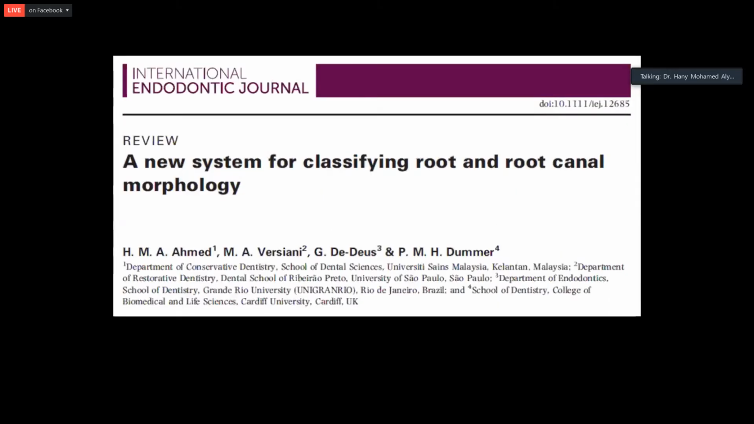So that's one of the reasons why a new system for classifying the root canal morphology was introduced.